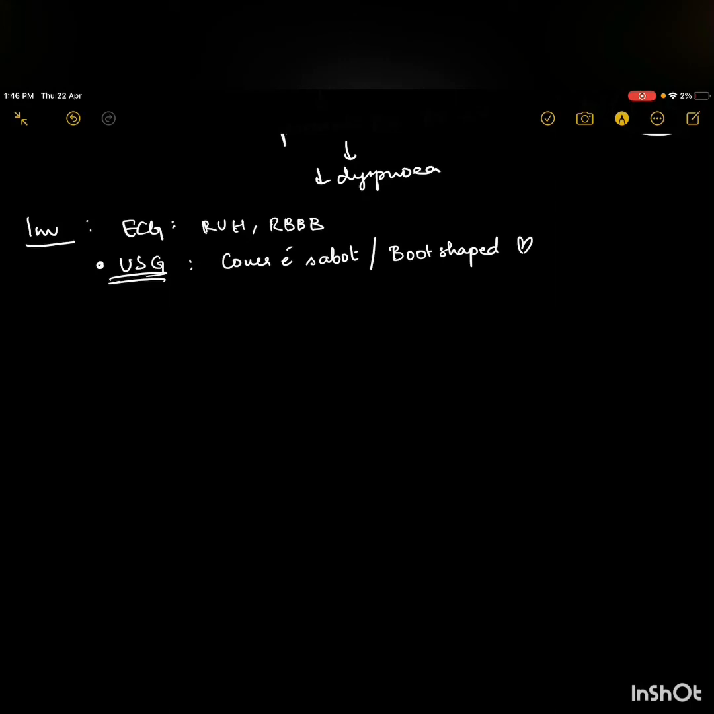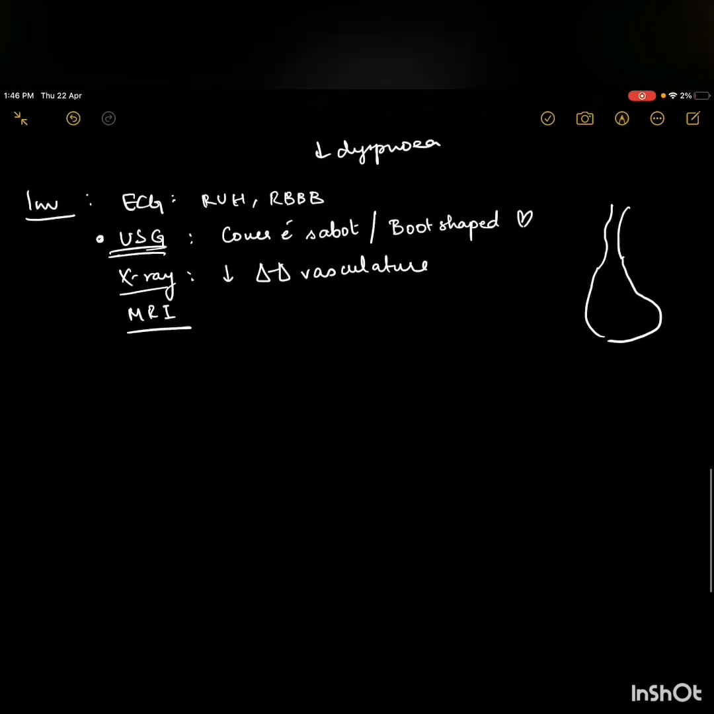Because of the kinking of the pulmonary artery because of the stenosis and that right ventricular hypertrophy that we discussed, the heart takes somewhat the shape of a boot, also known as a boot shaped heart. And in chest x-rays, you'll see that there is decreased lung vasculature. This is because of the pulmonary stenosis, less blood is reaching the pulmonary vessels, so the lung shows less pulmonary vasculature. And this is pretty much it. You can choose to do an MRI, obviously it will show the defect much more clearly.